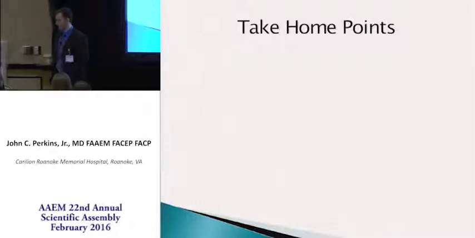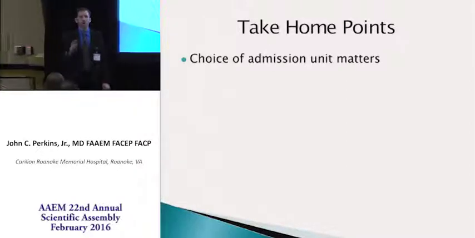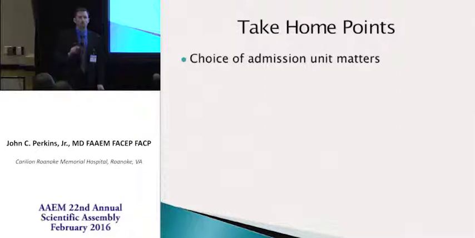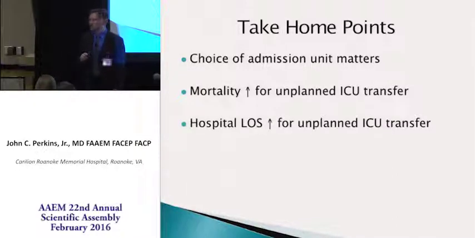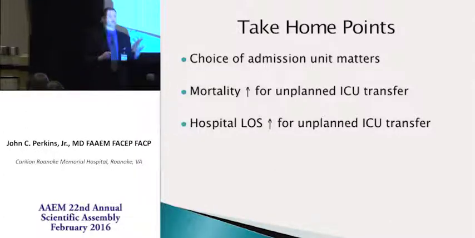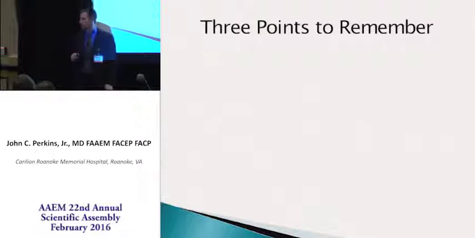So a couple things to remember, very important. I'm going to tell you this, and I'm going to tell you again at the end. Your choice of admission unit matters. It makes a difference. Your mortality goes up for that patient if they have an intermediate stop from the ED to the ICU. Hospital length of stay: your hospital cares about this. Every one of these patients, they're going to at least double, if not triple, their length of stay. Cost goes up. Now you have unreimbursed days and patients that are going to be stuck in your ICU.